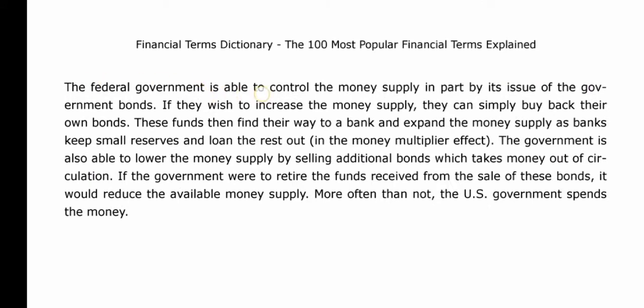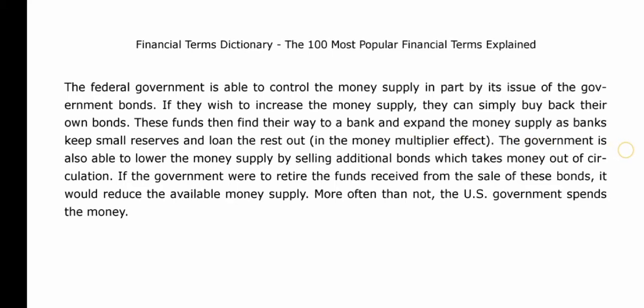The federal government is able to control the money supply in part by issuing government bonds. To increase the money supply, they simply buy back their own bonds. These funds find their way to the banks, and they expand the money supply as the banks keep a small reserve and loan the rest out, in the money multiplier effect.